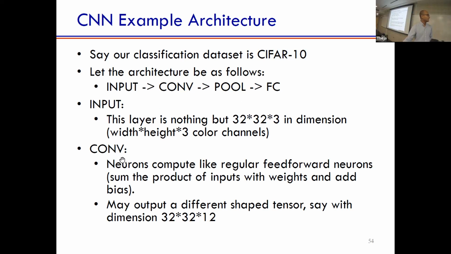It turns out in a conv layer, neurons are going to be exactly like regular feedforward neurons, with one change, which I will say next. But as I said, a conv layer can produce a different tensor. Okay, it produces a box. So let's say the box is 32 cross 32 plus 12. We have to give some dimensions to the box. I just gave some arbitrary dimensions here.